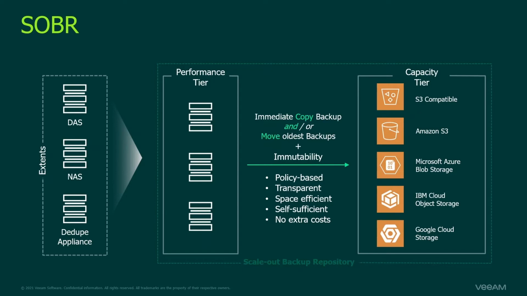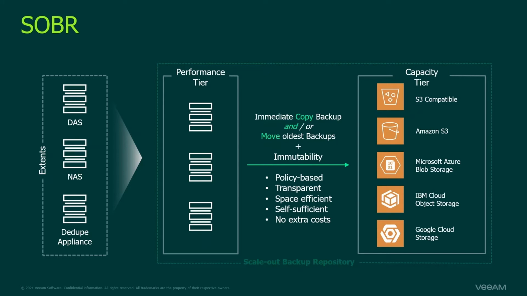So we make a backup, we store that on the performance tier, one of those extents, and then we can do an immediate copy of the same data to the capacity tier. This way you can leverage 3-2-1, 3 copies, 2 different media, one offsite, and perhaps one offline, because we are able to leverage the immutability techniques of Amazon S3 or the S3 compatible devices.